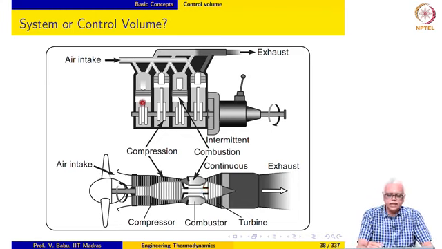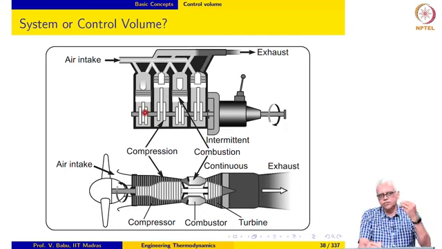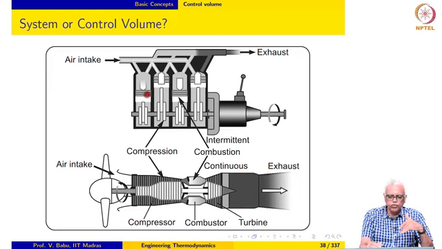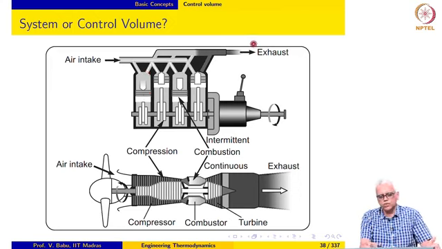So, here a fixed mass of air is taken into this cylinder. The valves are then closed and then the air is compressed. The piston moves up, the air is compressed, and then fuel is injected and burned, and the air then expands downwards, pushing the piston down, producing power, and then the piston starts moving back up, the exhaust valve is opened, and the exhaust gases are pushed out into the atmosphere.